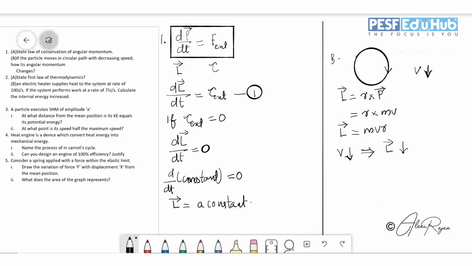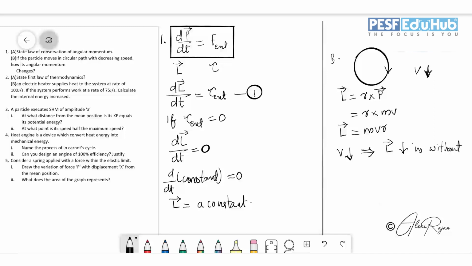Now the next question is whether the direction changes. In the circular motion, R cross P, P is along the tangent. So by the right hand thumb rule, your thumb will denote the direction of the angular momentum. That means even if the velocity changes, the direction won't change. That means your angular momentum will also decrease in the same direction without change in direction.